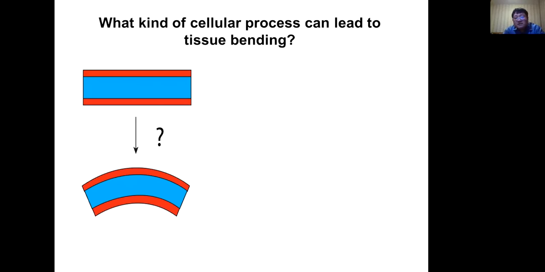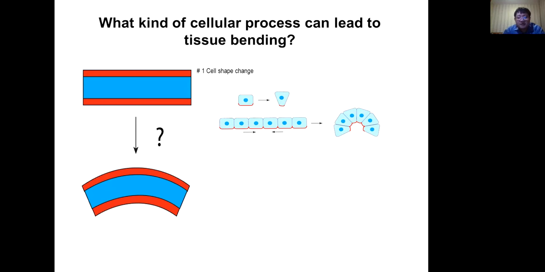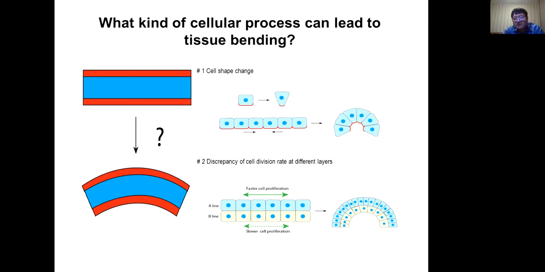Now, we may ask, if the chorion membrane is not the reason to force the tail to bend, how does the embryo bend itself? Where does the mechanical force come from? Referring to previous work, we try to summarize two kinds of cellular processes that can lead to tissue bending. The first way is apical contraction to change cell shape. This process is always found in the neural tube formation of Drosophila. Another way is the discrepancy of cell division rate at different layers. In this picture, we can see the blue layer of cells divided faster than the yellow layer. So this drives the tissue bending towards the yellow side.